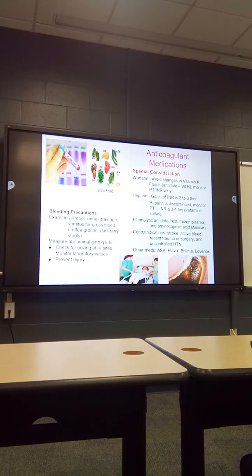So bleeding precautions. Coffee ground emesis, never normal. We're going to report that to the doctor, right? They're bleeding internally in their GI. Occult stool, occult blood, right? Dark tarry stools. Is that clinical? We have this? Black and tarry stools. We're the only ones that use that phrase.